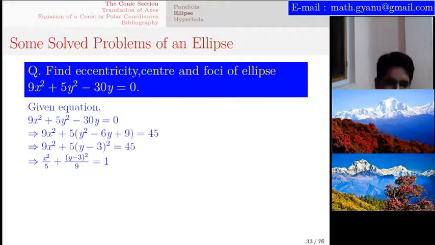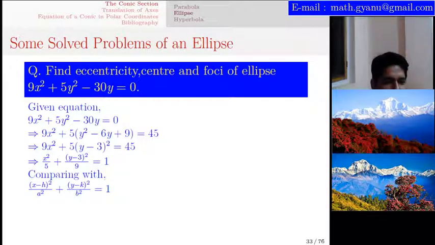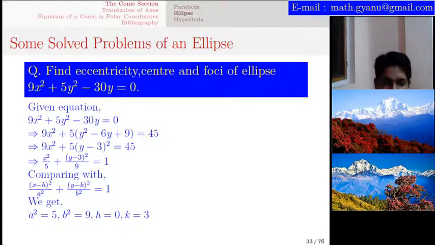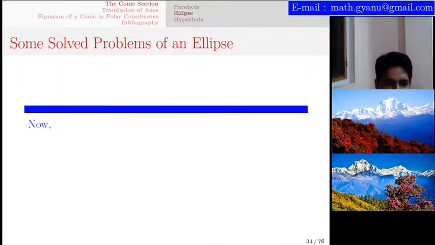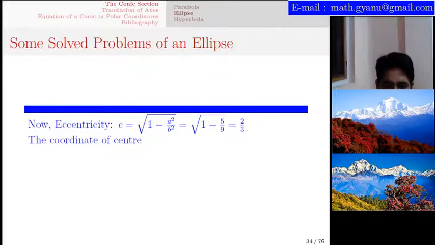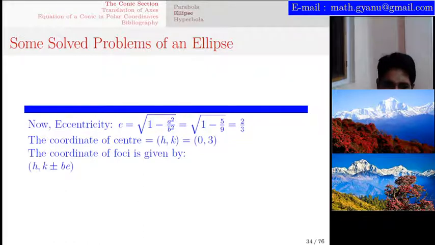Now comparing with this equation, x minus s whole square by a square plus y minus k whole square by b square equal to 1, we will get a square equal to 5, b square equal to 9, s equal to 0, k equal to 3, and here the value of b is greater than a, so the major axis of the ellipse is parallel to the y-axis. Now eccentricity, calculate E using the formula, you will get the value of eccentricity as 2 by 3. Substituting the value, the coordinate of center is s, k, the coordinate of foci is given by the formula, if you substitute the values, you will get the required result.